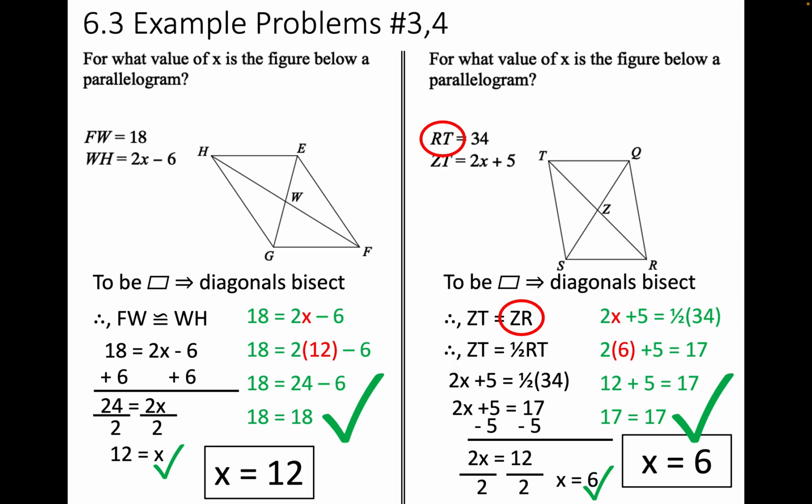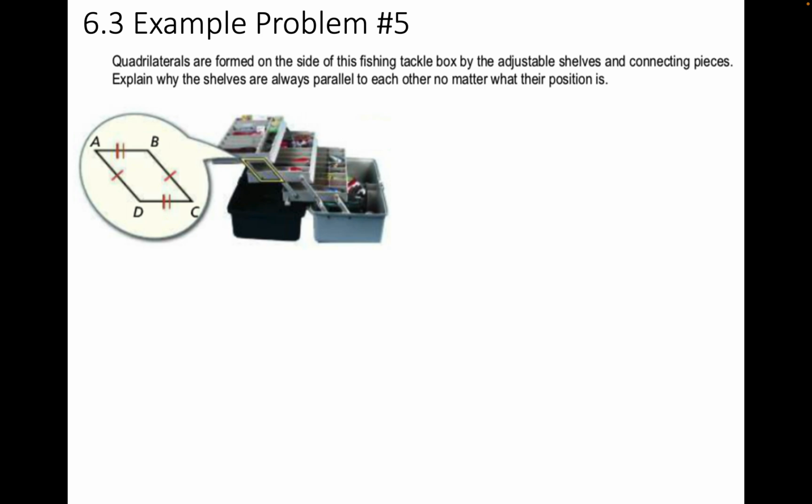Finally, let's move on to problem number 5. So the thing you're looking at right here is called a tackle box. It's often used for fishing, but it's used for other things as well. I've seen people use it for an art box filled with paint or crayons or whatever drawing materials people have. My daughter used to use one for a makeup box.